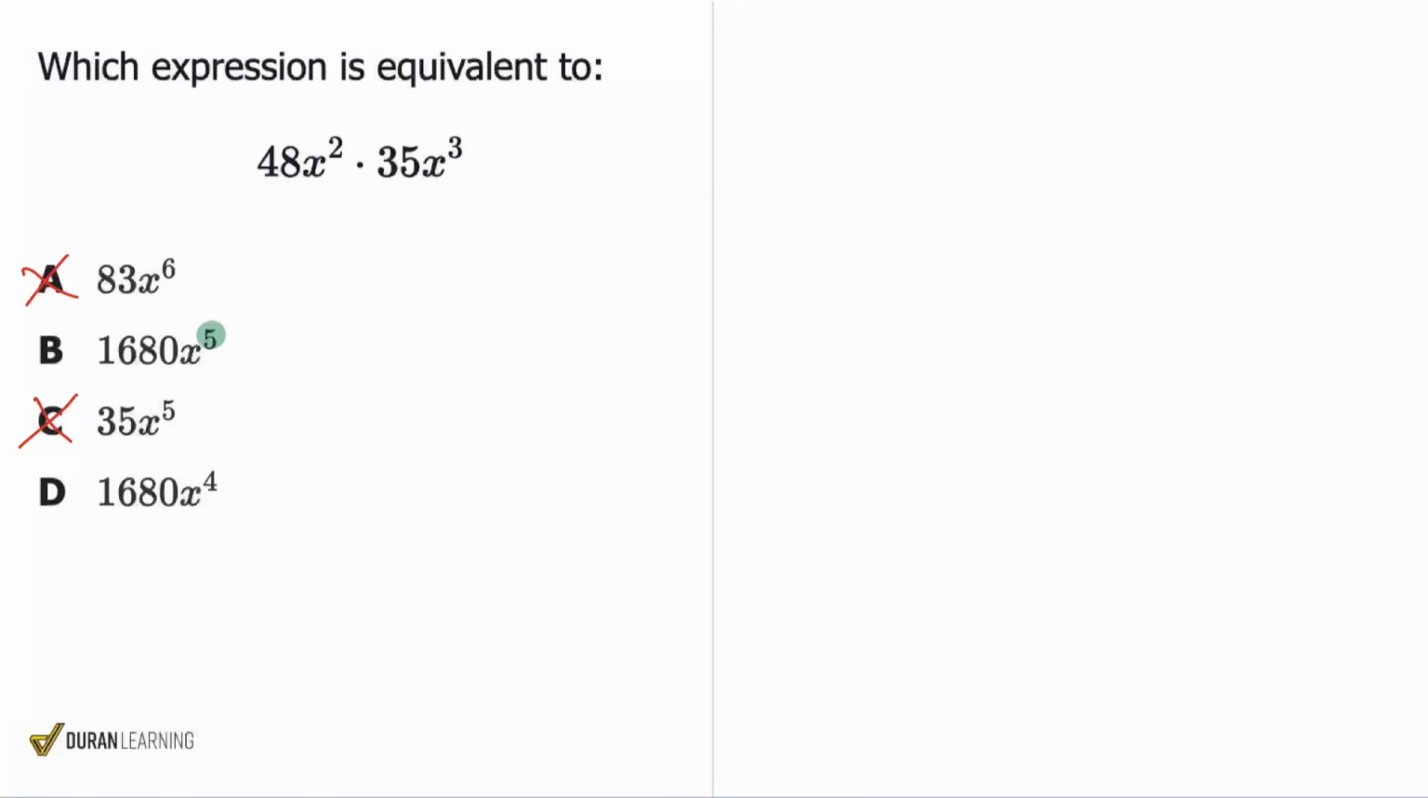And that is right there. That is not featured in answer choice D where you have 4. The correct answer here is B, 1,680 x to the power of 5. And we didn't even have to actually multiply anything crazy to get there.